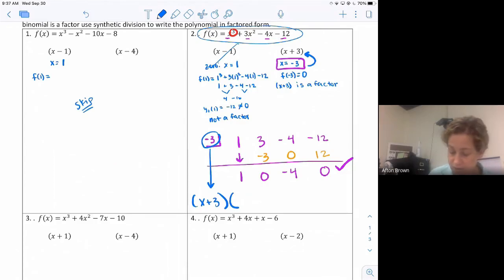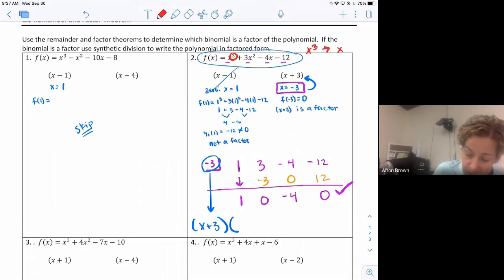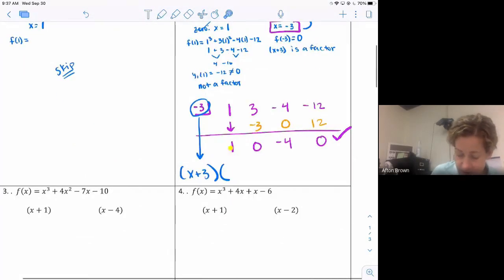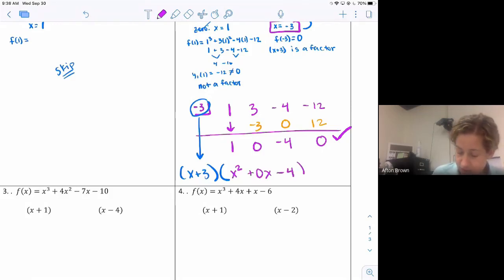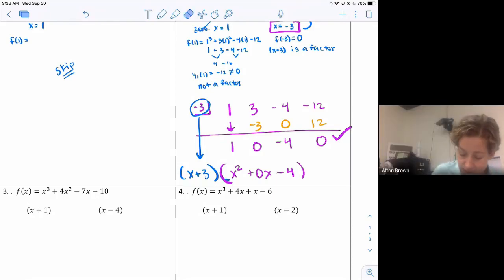Okay, remember with synthetic division, we always drop by a power. So since our original one was an x cubed, when we do synthetic division, we drop. So now it's x squared, meaning this 1 here gets an x squared after it. This is x squared. Technically, there's a 0x and then a -4. I don't like to write the 0x, so I'm just going to say it's x squared minus 4.